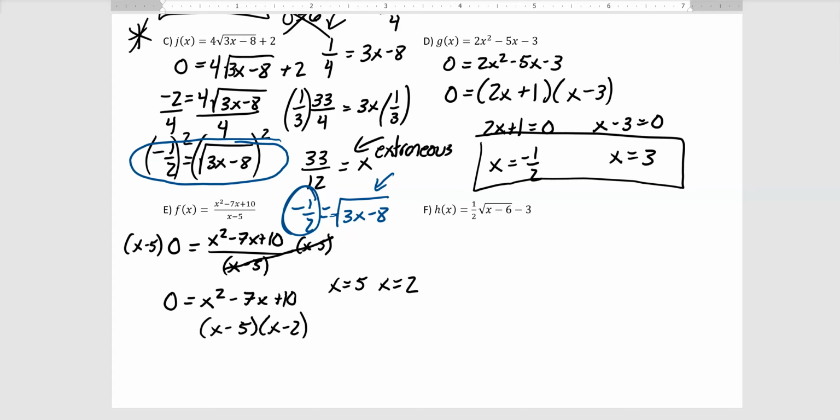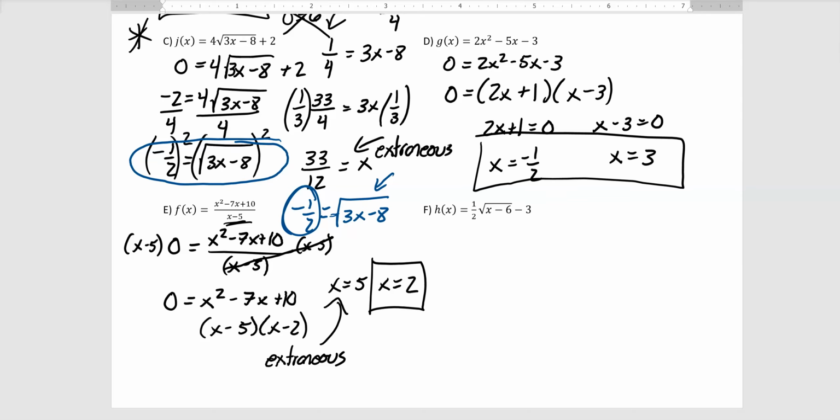So I need to check. If I plug in 2 to my denominator, I get 2 minus 5, I get negative 3. That's great. But what happens when I plug in 5? I get 5 minus 5, right? 5 minus 5 is 0. I cannot have a denominator of 0, which means that x equals 5 is extraneous. There is only one solution to this one. It is not x equals 5. It is x equals 2.